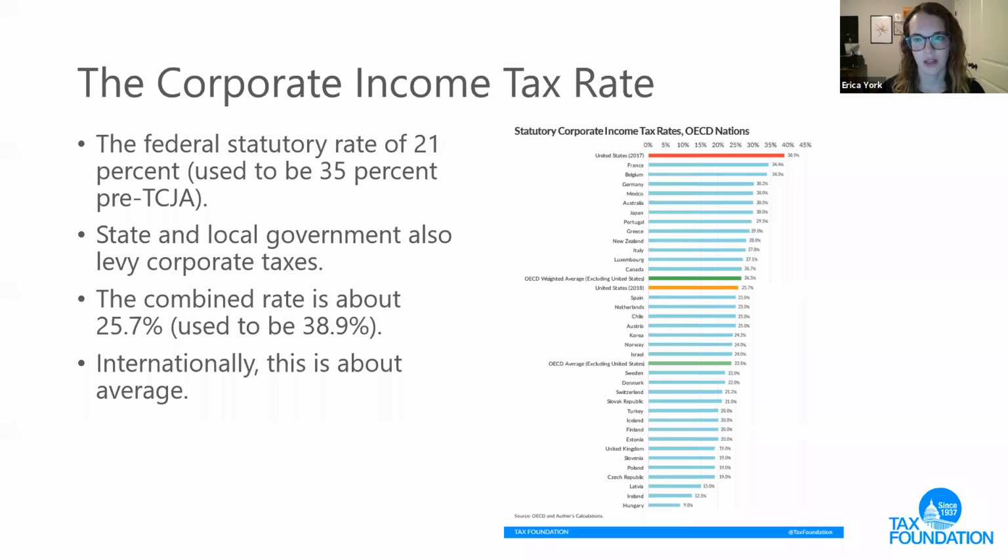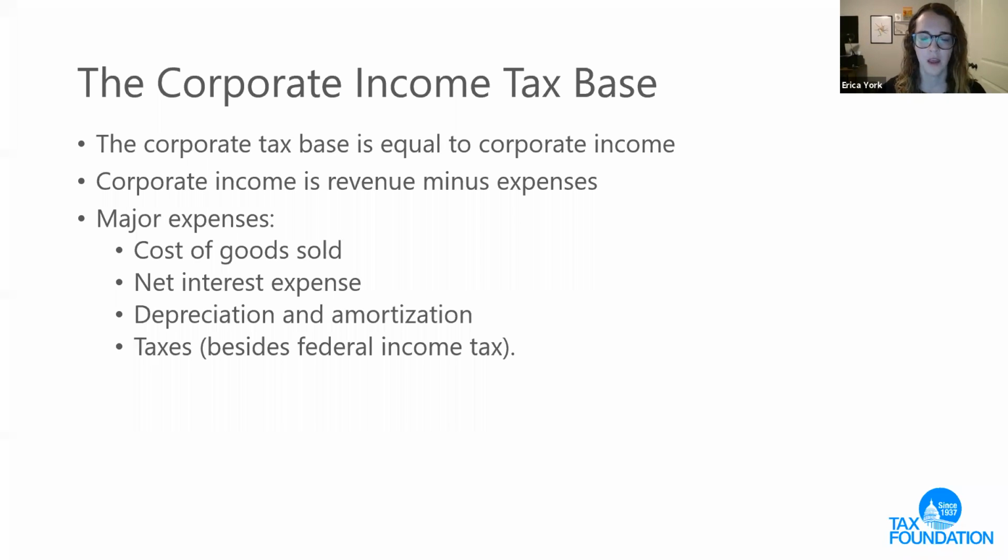That rate combined prior to TCJA was 38.9%, about 15 percentage points higher than the OECD average. So as we sit now, we're right about in the middle of the pack, and that's important context to keep in mind as we think about proposals to increase the rate and where that would take us in these international comparisons. So we can go to the next slide.